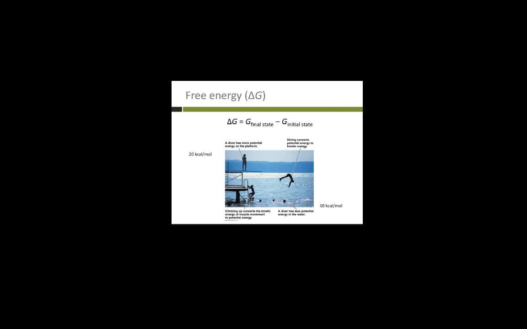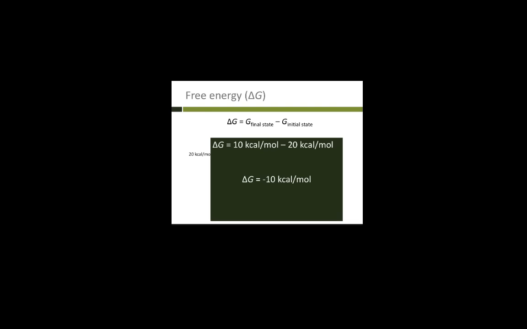Say you start out on the board. Your potential energy is 20 kilocalories per mole. You step off the board and you fall into the water. Now your potential energy is lower. It's only 10 kilocalories per mole. To calculate the delta G, you'd have to take the energy of the final state and subtract the potential energy of the initial state. This looks like this.